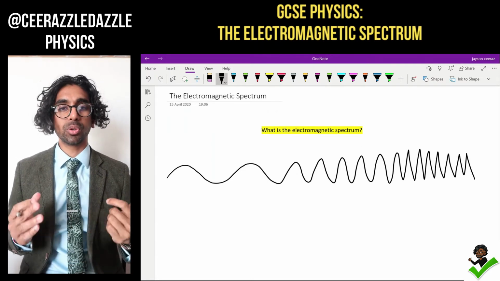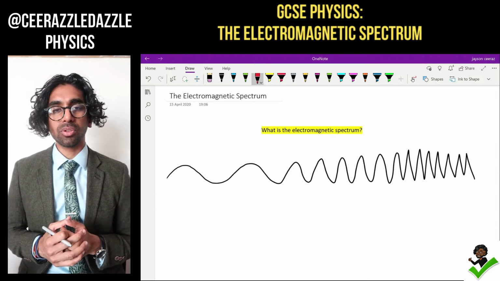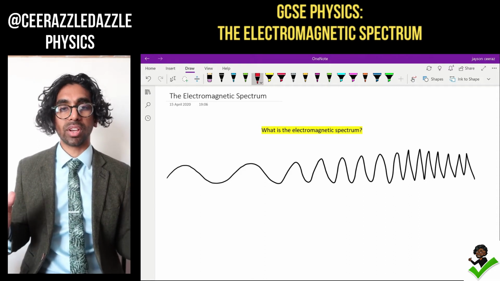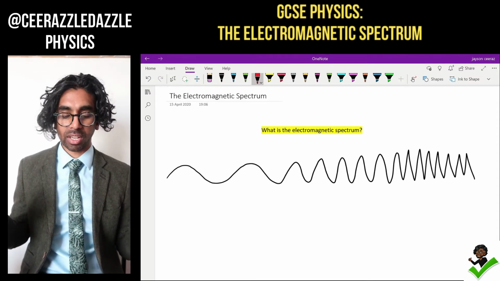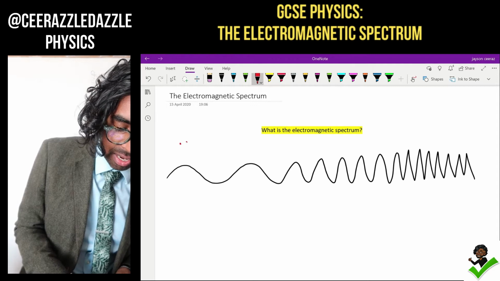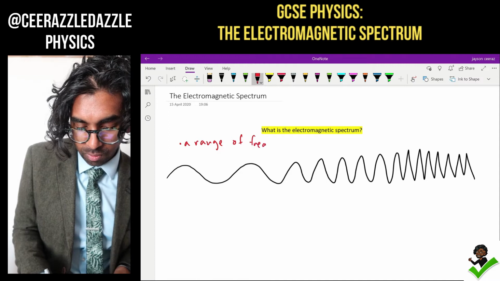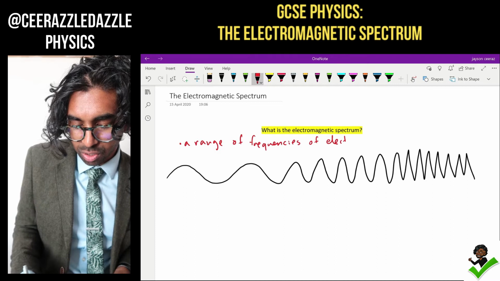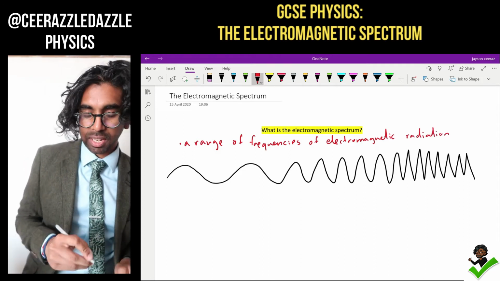In today's session, we're going to be talking about the electromagnetic spectrum. So, what is the electromagnetic spectrum? It is simply a range of frequencies of electromagnetic radiation. Let's put that down. It is a range of frequencies of electromagnetic radiation. Right, so we can see that we've got a spectrum here.